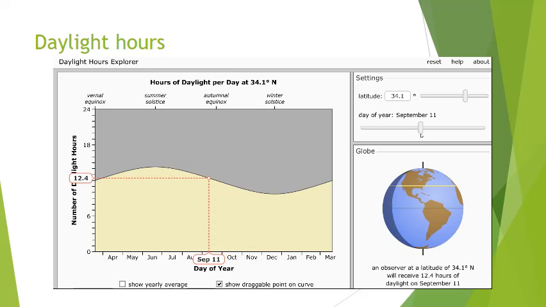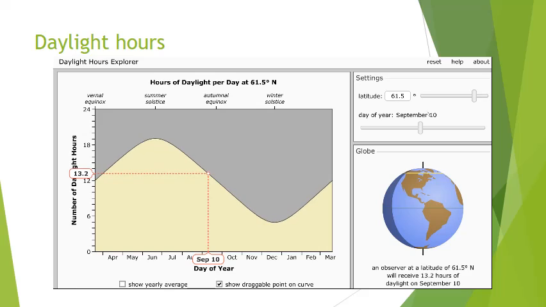Now notice that as you change your latitude, the curve becomes more dramatic. But two important things to understand is that no matter where you're located, now this is up at 61.5, this is somewhere up in Alaska, on the spring equinox, March 21st, notice even in Alaska, you still have 12 hours of daylight, 12 hours of nighttime. So at the equinoxes, you still have 12-hour days.